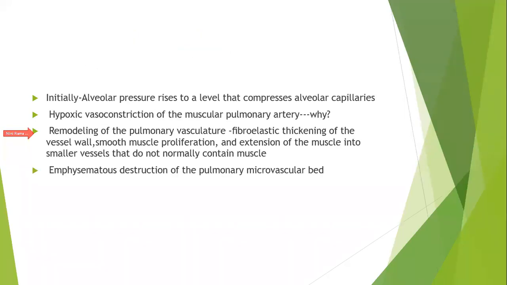So what causes pulmonary hypertension? Initially, the alveolar pressure rises so much that it compresses the alveolar capillaries, and then that causes pulmonary hypertension. Apart from that, I told you earlier that because there is not enough oxygenation to the airway, your pulmonary artery undergoes hypoxic vasoconstriction because there is no point in perfusing an airway that is not ventilated that much. Later on, there is remodeling of the pulmonary vasculature itself. So there is thickening and smooth muscle proliferation. All of this causes permanent narrowing of the pulmonary vasculature.